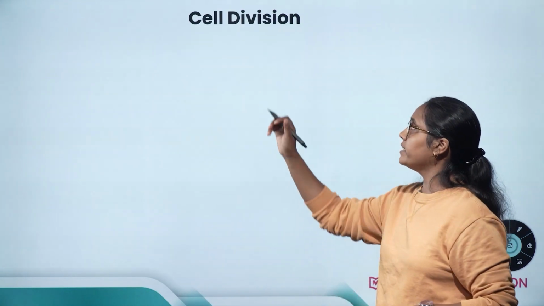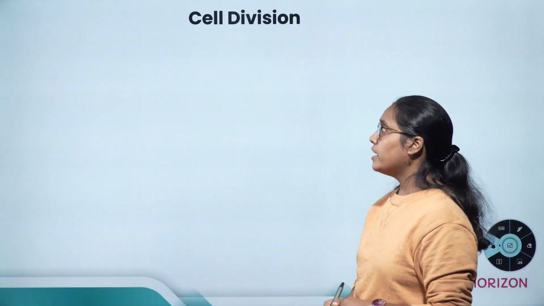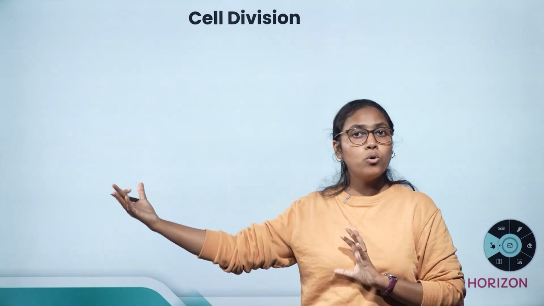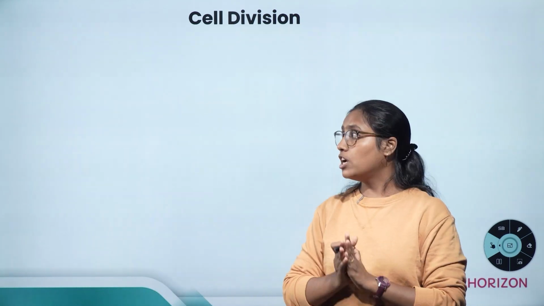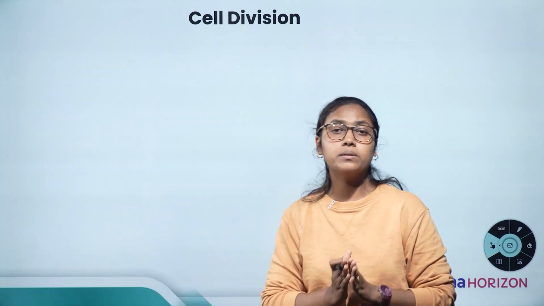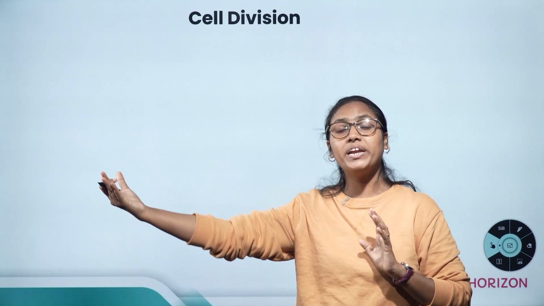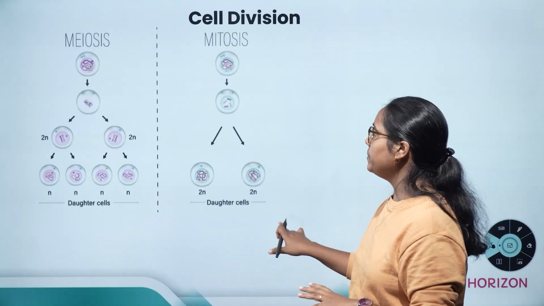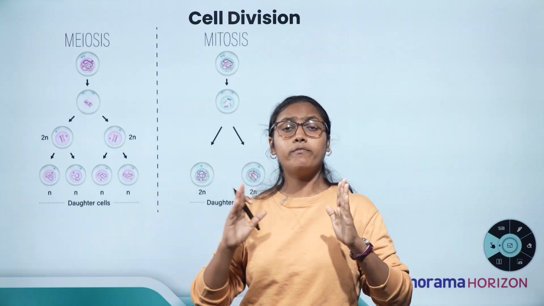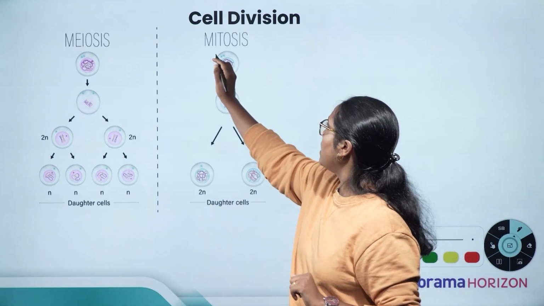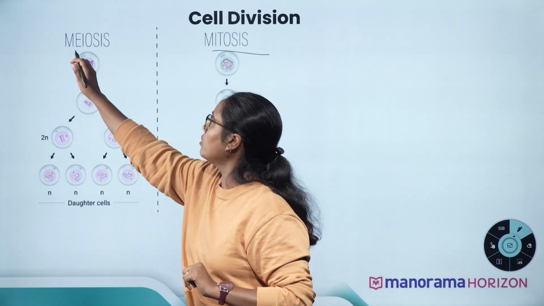Next, the last topic is cell division. Cell division means the dividing of a cell, from one cell dividing into two or more cells. That is known as cell division. Usually in animals, in plants, in all organisms, a cell is formed from a pre-existing cell. Cell division is of two types: one is mitosis and the other is meiosis.